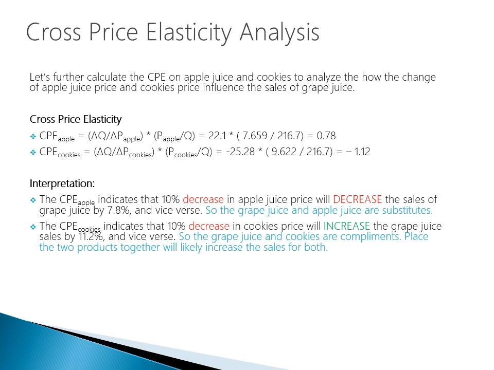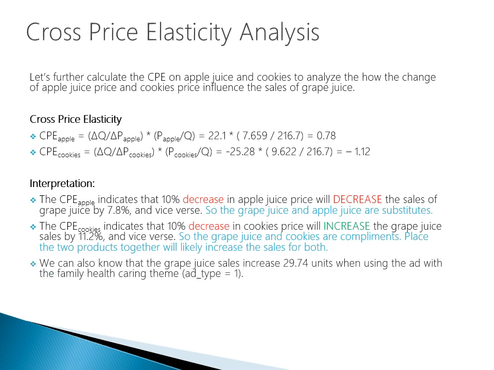So if people are buying cookies and grape juice together and we see this relationship in the data, we can use this to refine our strategy in terms of product placement throughout the supermarket. Okay, and we can also know that the grape juice sales increase 29.74 units when using the ad with the family health caring theme. So the health caring theme advertising campaign led to an increase of sales significantly.